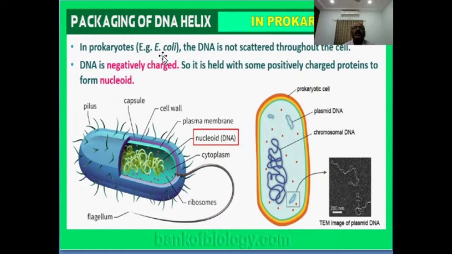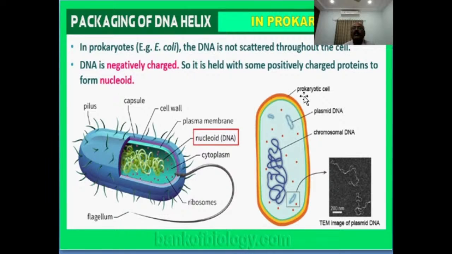So in prokaryotes, for example Escherichia coli, the DNA is not scattered throughout the cell. DNA is negatively charged, so it is held with some positively charged proteins to form nucleoid. So DNA connected with positively charged proteins forms the nucleoid. This is a bacterial cell. You see, this is a nucleoid. So DNA is associated with some proteins.